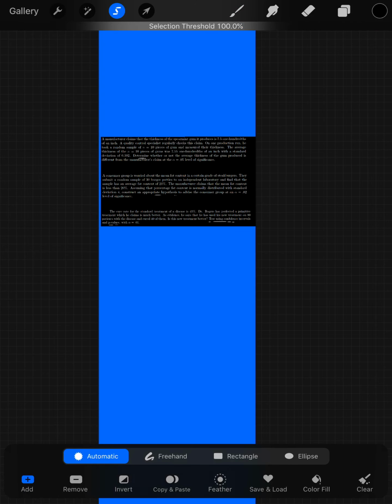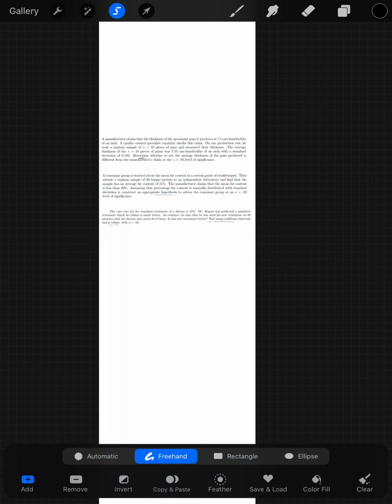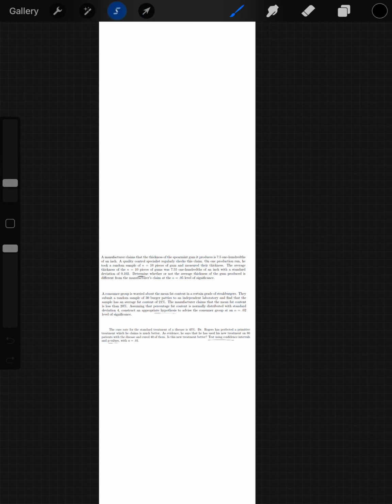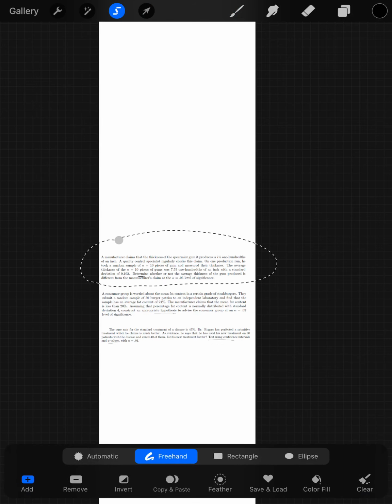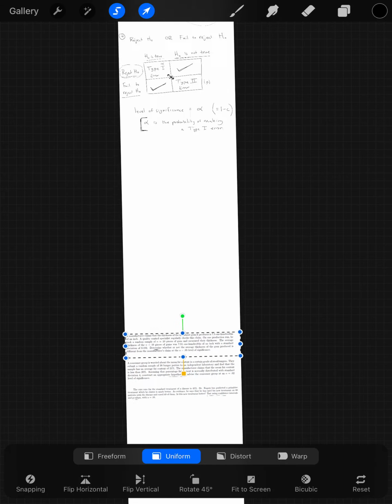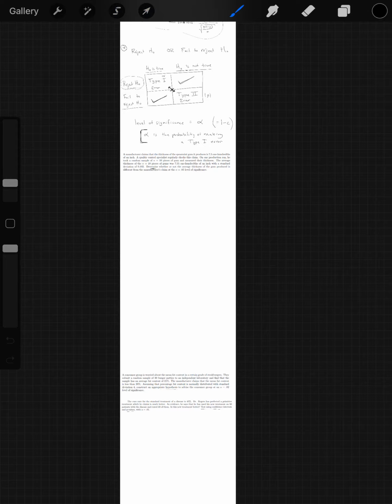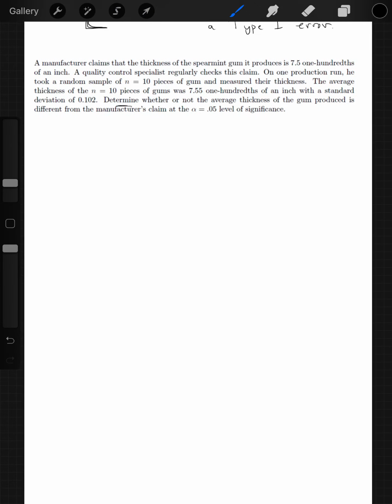So let me, whoops, that's not helpful. Grab these guys, bring them down a little bit. Grab the first problem. Bring it up a little bit. Alrighty. So here we have a manufacturer making claims about how thick the gum it produces is, right? And then we have someone who is checking this claim, right?